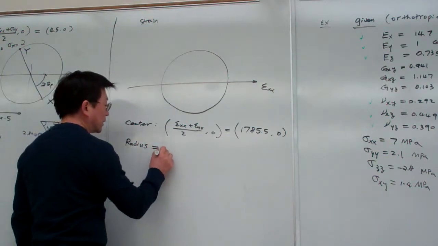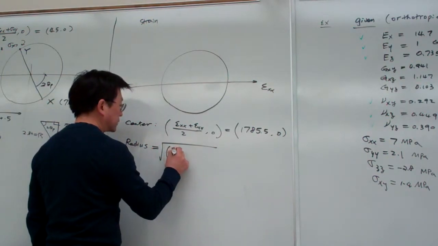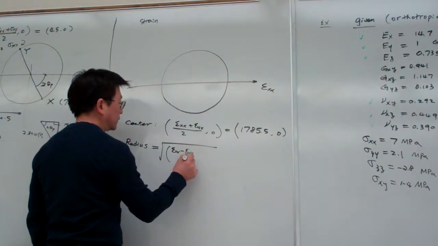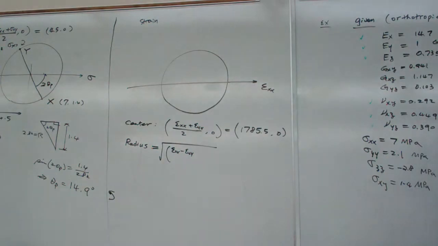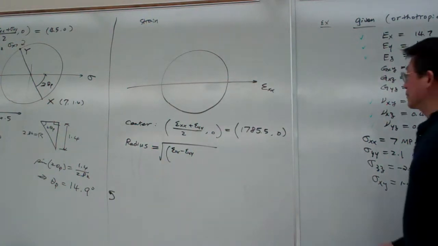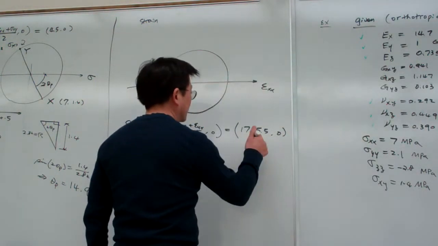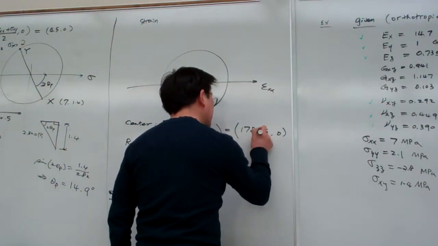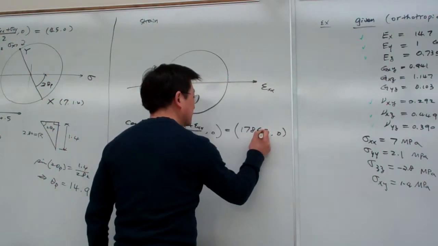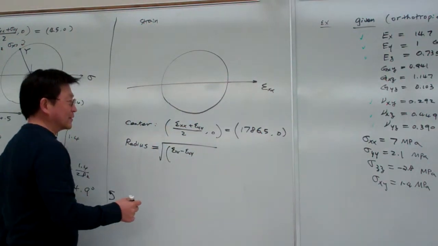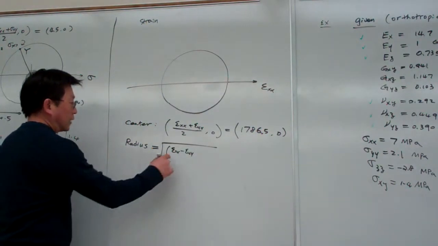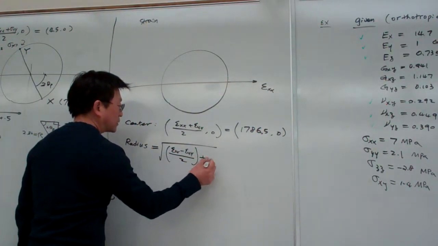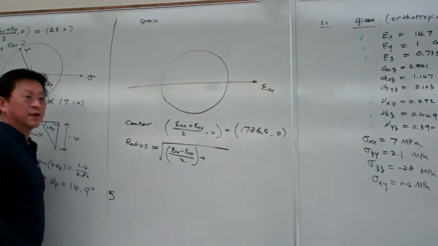The radius is calculated by epsilon x minus epsilon yy. No, I want to complete it, otherwise my mind will hang here. It's 17,865. Okay, only less than 1% difference. It's good enough. Good enough, thank you. And this one is divided by 2 and plus. What is this one? Again, that is a similar way.